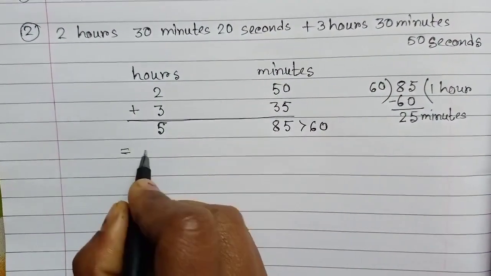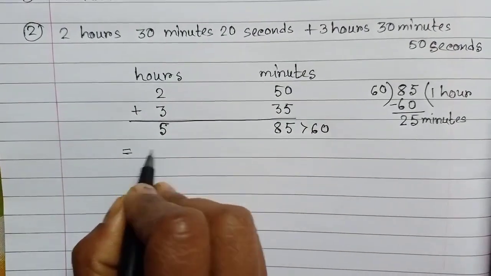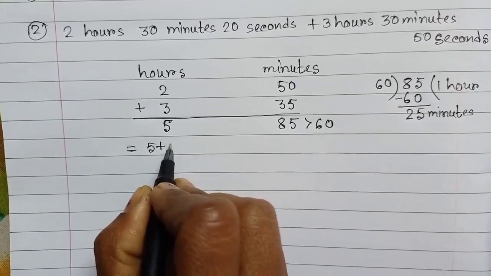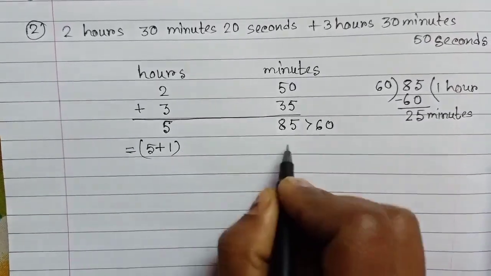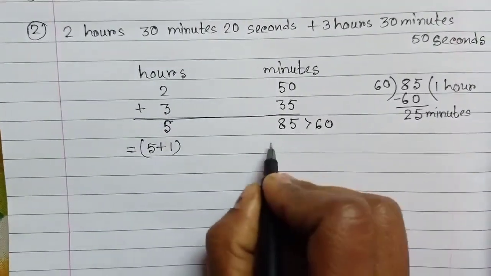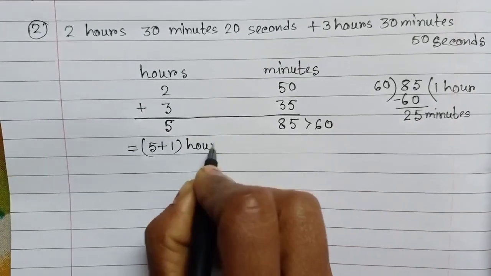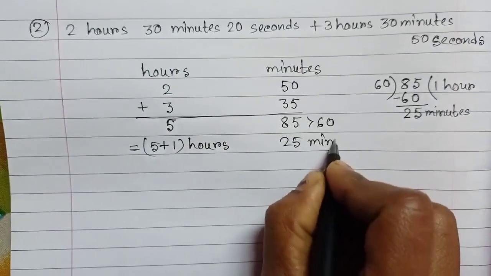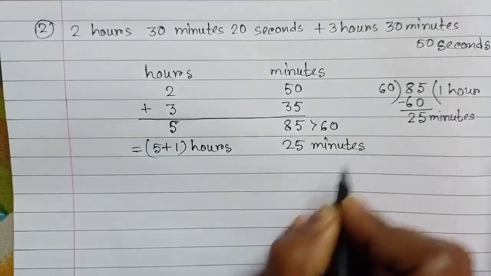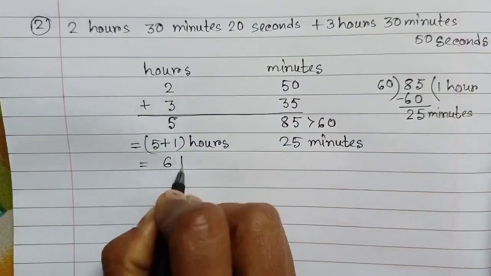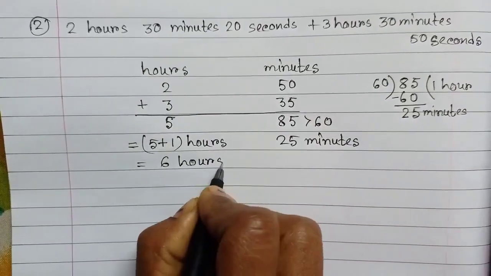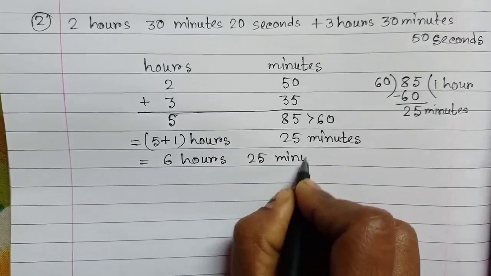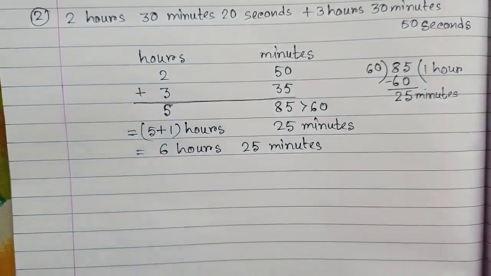So here we get the answer as 5 plus 1 hours, 25 minutes. So 6 hours 25 minutes is the answer.